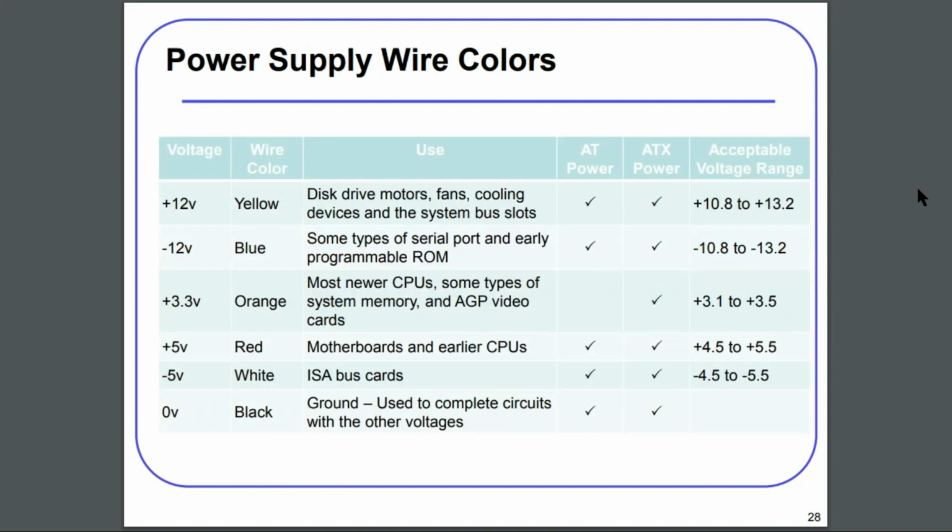The next slide is different power supply wire colors: voltages, wire color use, ATX power, and acceptable voltage range. Plus 12 volt is yellow, minus 12 volt is blue, plus 3.3 volt is orange, plus 5 volt is red, minus 5 volt is white, and 0 volt is black. So let's move to the next slide.